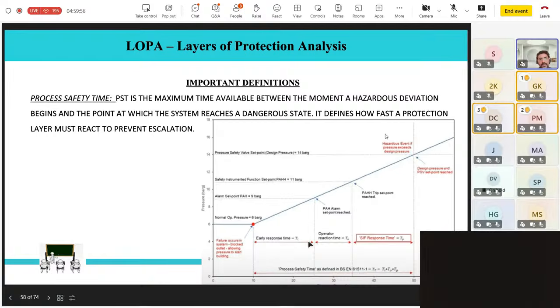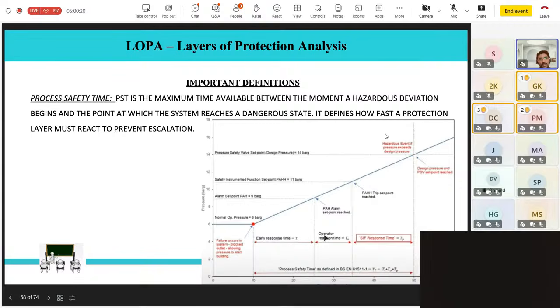Early response means wherever you have set your alarms and controls, based on your FC, PC and other things. You've set those alarms for that parameter to be reset or brought back into the operating envelope. So this is where you have set that alarm, and this is your early response time. Your process safety time is the sum of this time plus your operator reaction time.